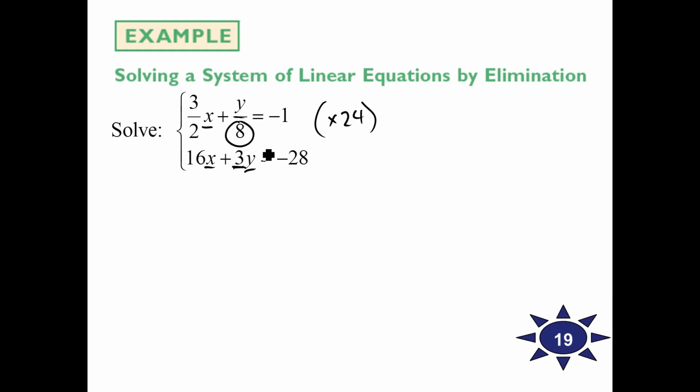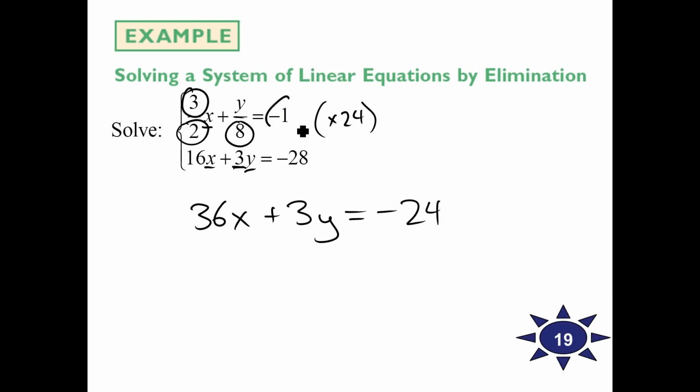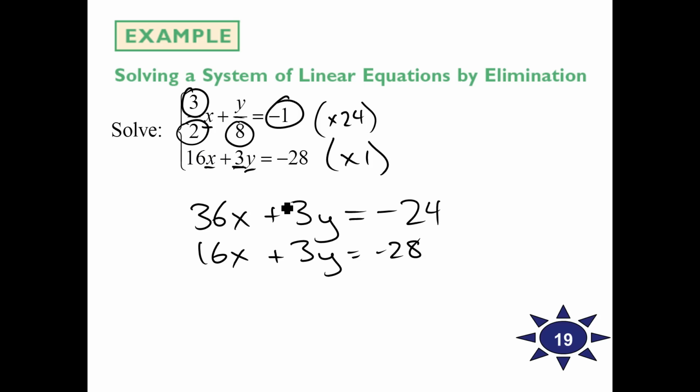So let's rewrite this equation. 24 divided by 2 is 12. Times 3 is 36x plus 24 divided by 8 is 3y equals negative, not 1. Don't forget to multiply that last one. That's a common mistake. Negative 24 there. 16x plus 3y equals negative 28. Notice I multiplied the bottom equation by just 1. I left it alone because our y's already match up.